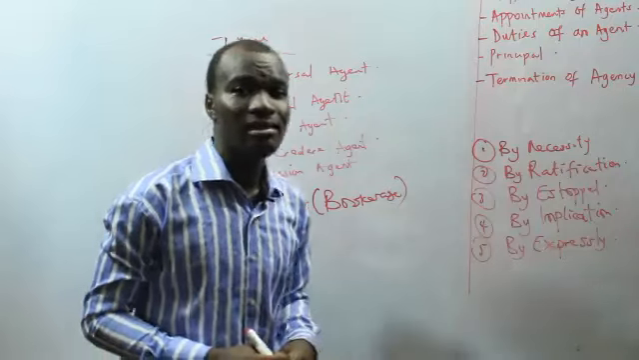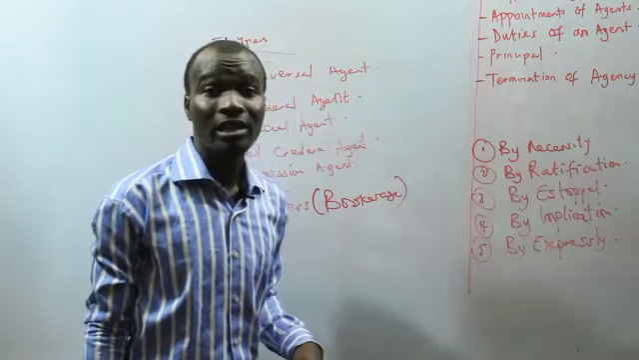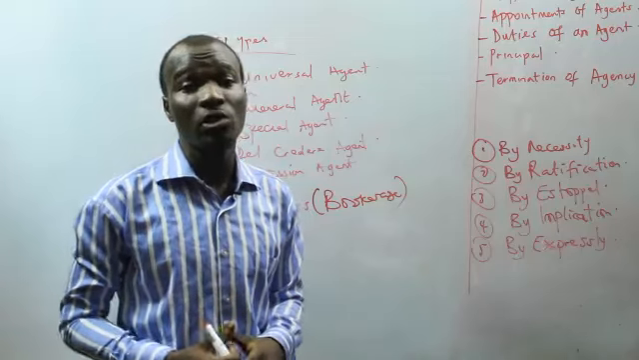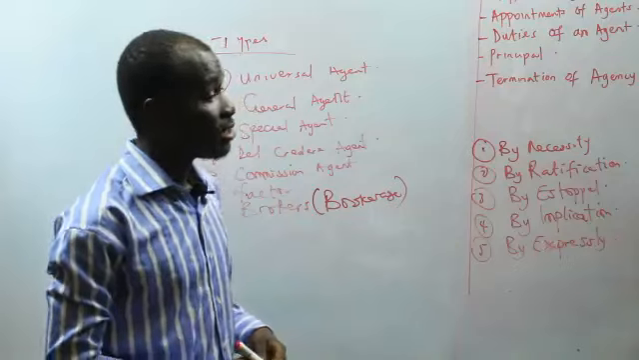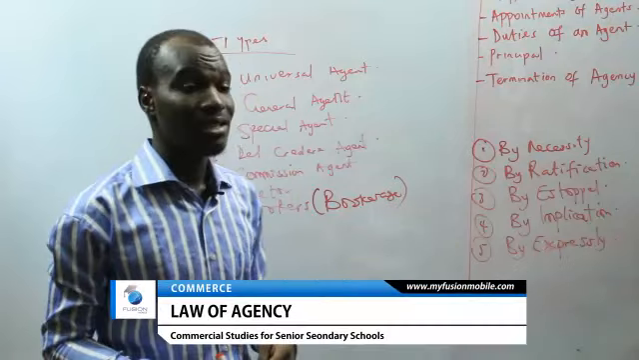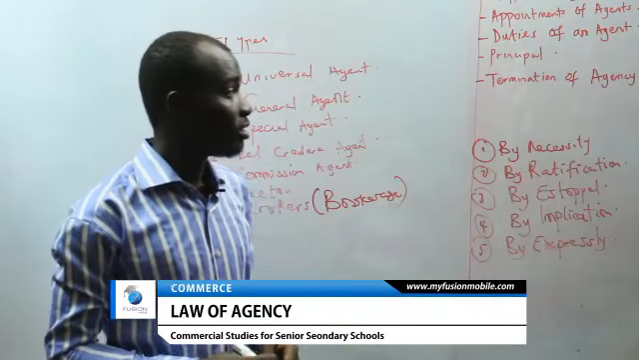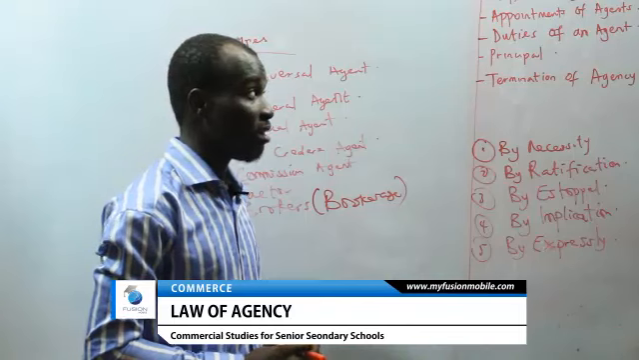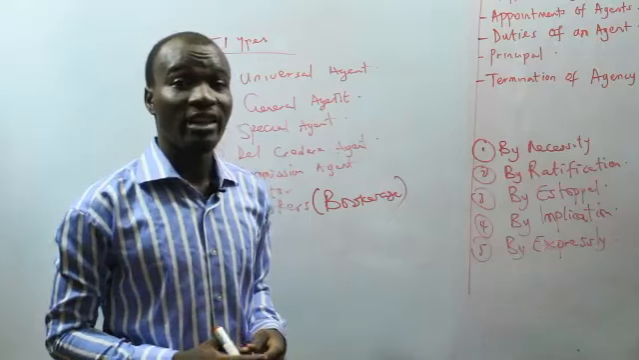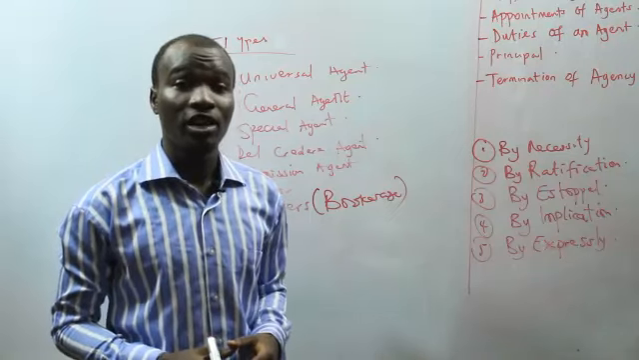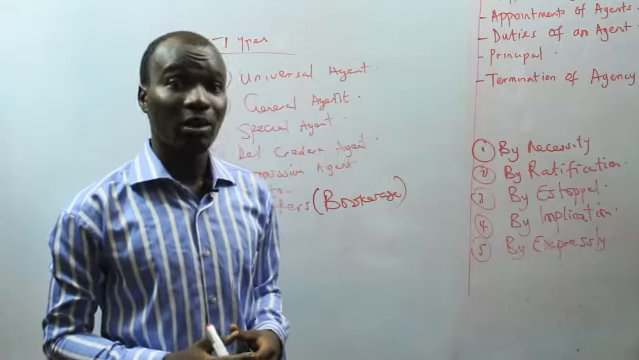So by necessity, this type of agency is usually appointed when an emergency situation arises. Whenever an emergency situation arises, an agent will be appointed by necessity. For instance, I give an instance: the need for agency by necessity arises when a person offers a railway a horse to transport to a particular destination.